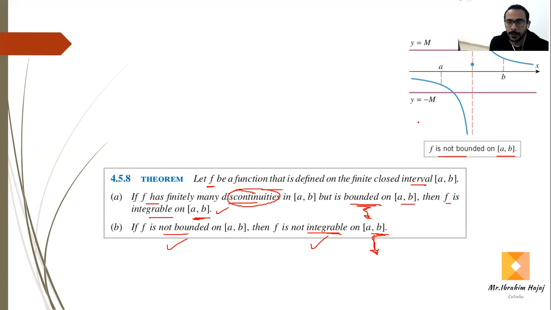Y equals M, y equals negative M. The closed interval A and B. You see above, the function is not bounded between them. So it's not integrable, because it's not bounded in the closed interval A and B. It's not in between A and B.